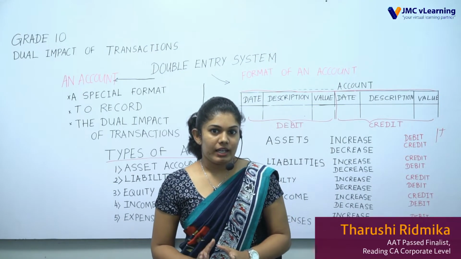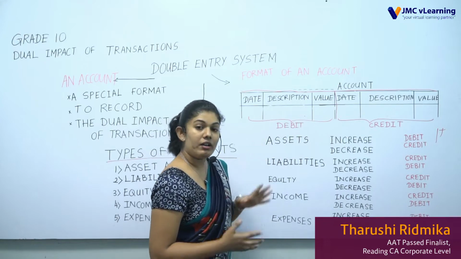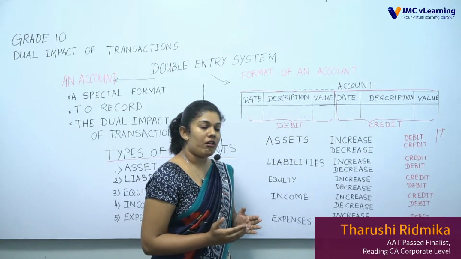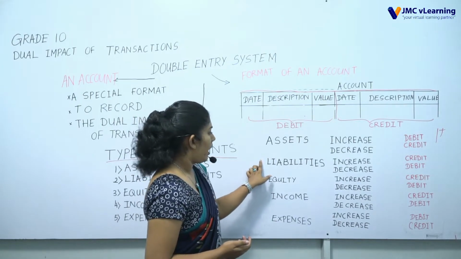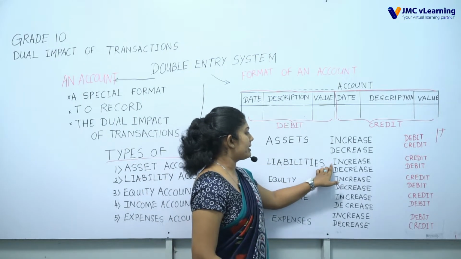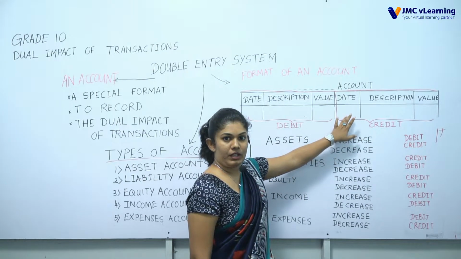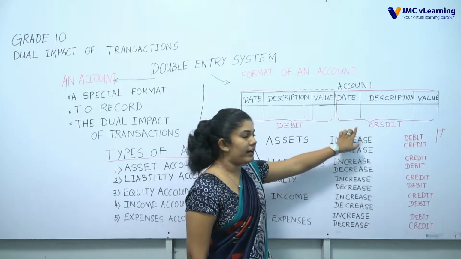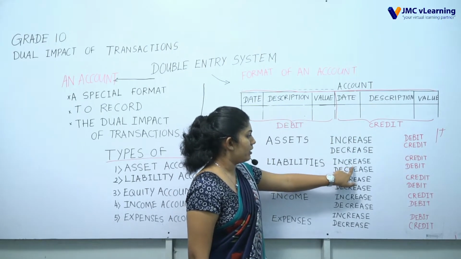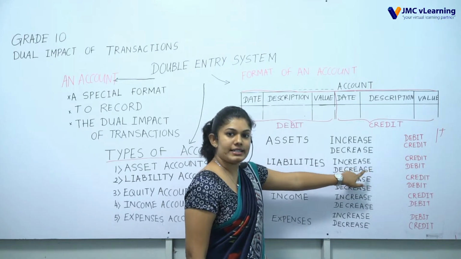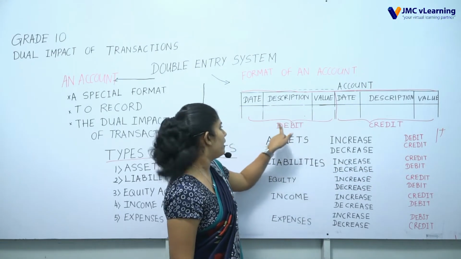We discussed the impact and the recording of assets. Now let's see how to record the other elements also. Liabilities. Unlike the assets, when liabilities increase, we record it in the credit side. When liabilities increase, we record it in the credit side. And when liabilities decrease, the opposite, debit side.